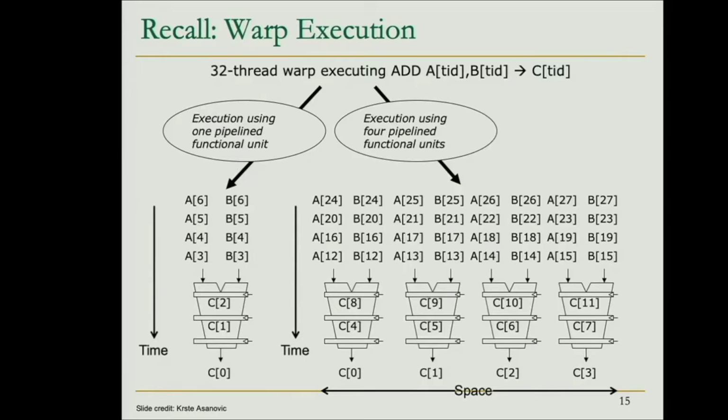Based on how many functional units we have. In case that we have one single functional unit, we can have, let's say, concurrency in time. For example, here we have first launched the computation of A0 plus B0 and obtain C0. After that, we input the operands to compute C1, C2, C3, and so on. If we have more of these units, we can have more of these operations in parallel. So we can have concurrency in time and in space.